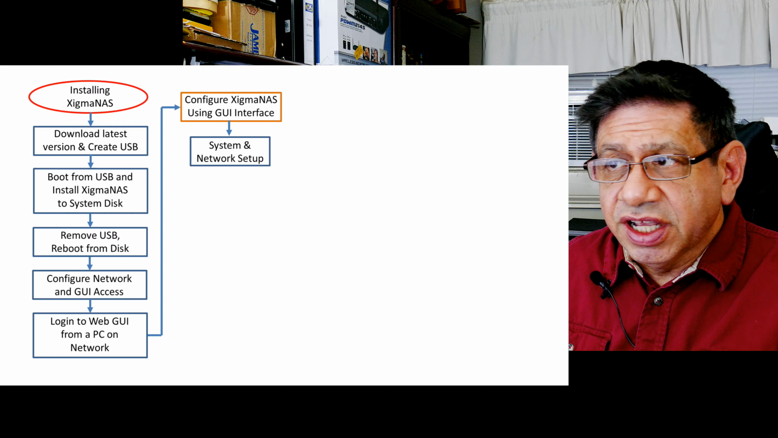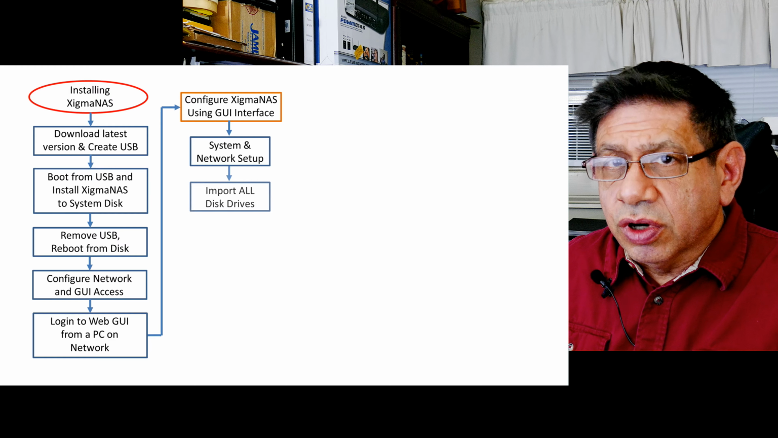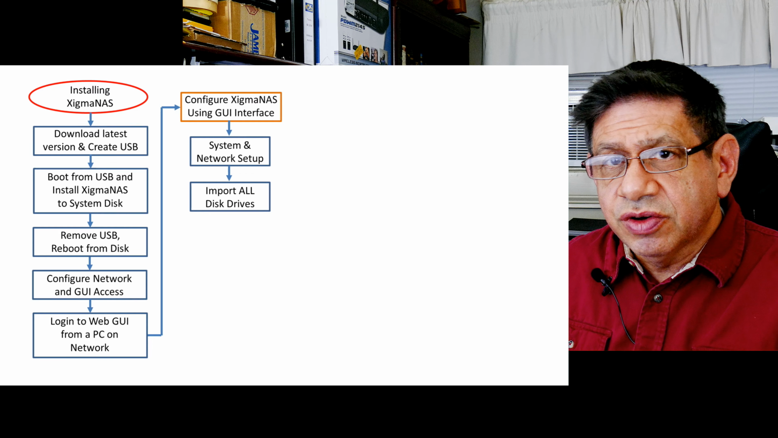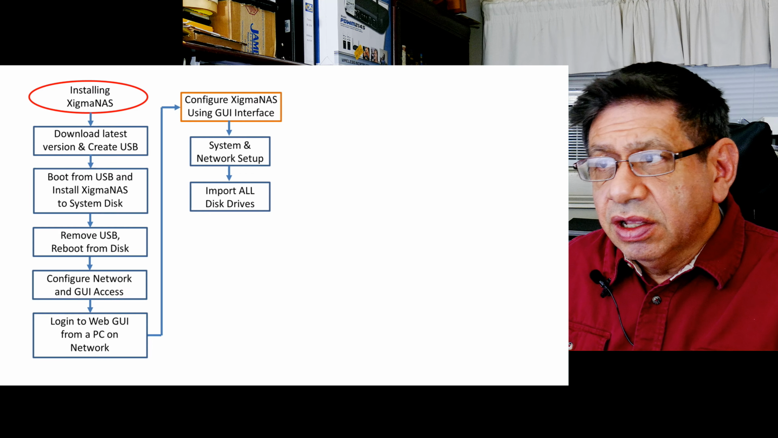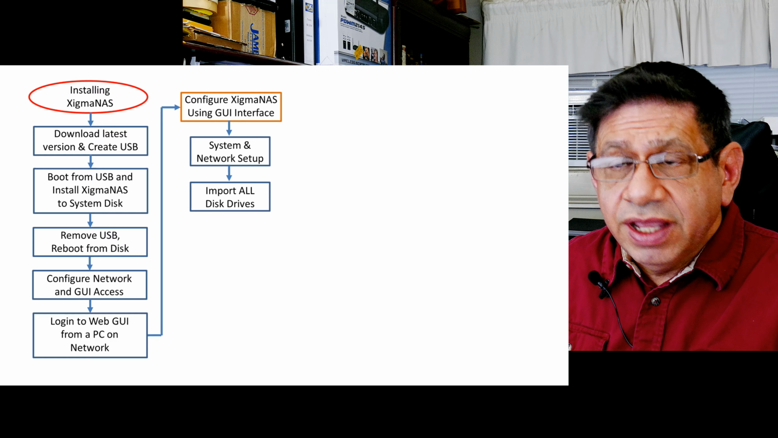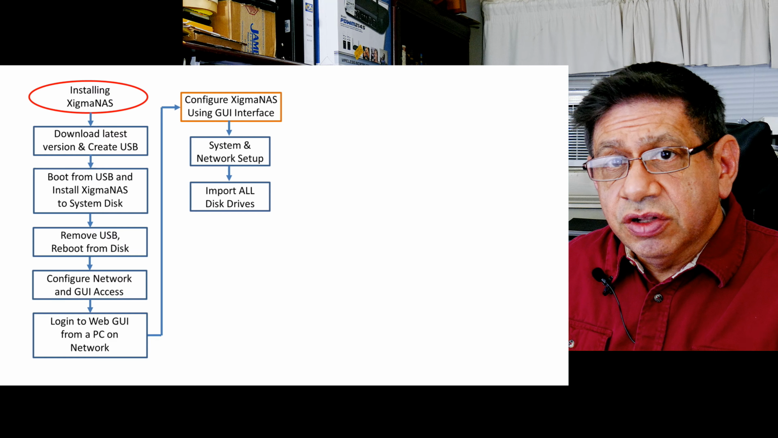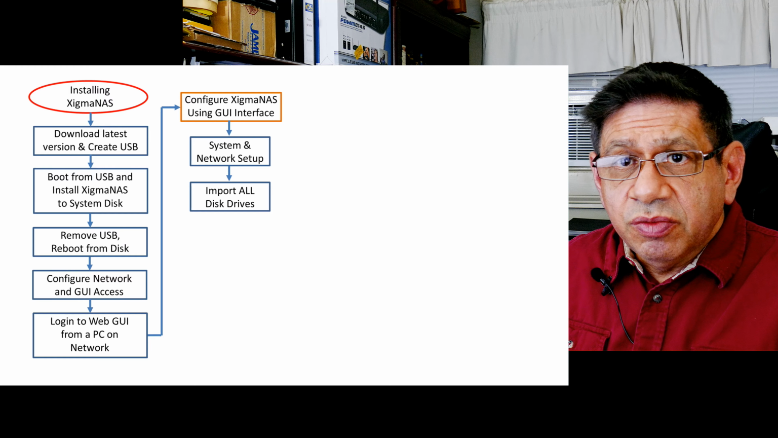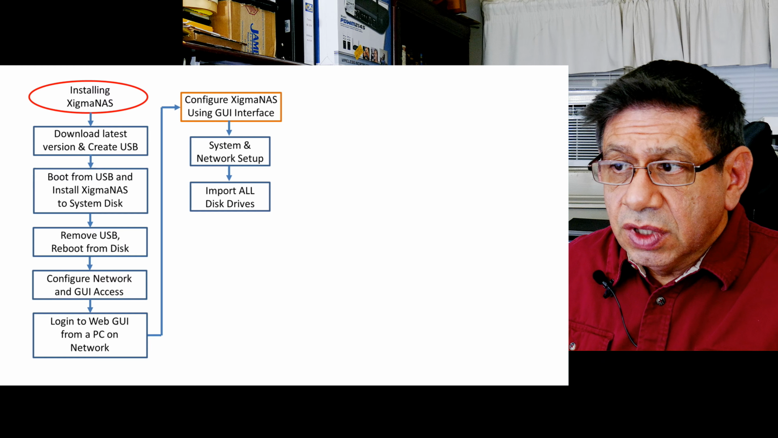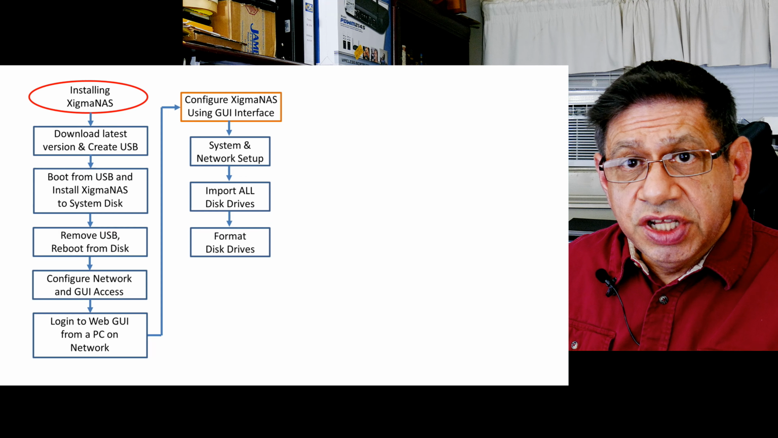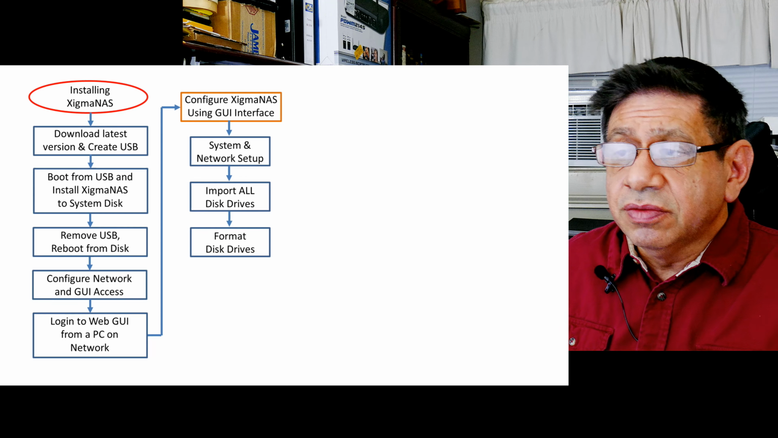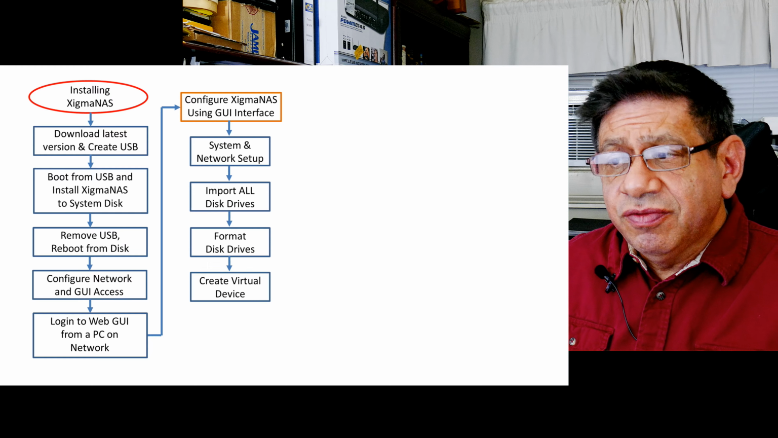Then I'm going to import all the disks, and this includes the 4 drives, the 6 terabyte drives that will make up my NAS storage array, and also the single drive, the 500 gigabyte NVMe, that will be my cache drive. I'm going to format all the disks, but in the initial pass I'm just going to format the ones for the data area. I need to create what's called a virtual device.